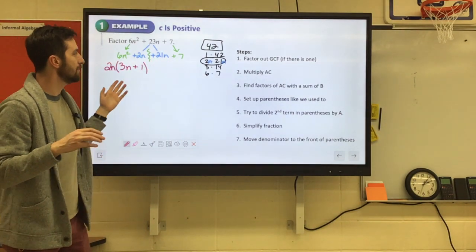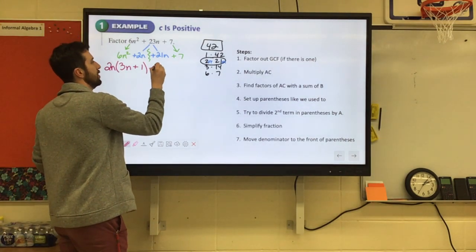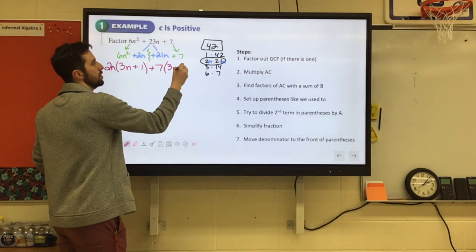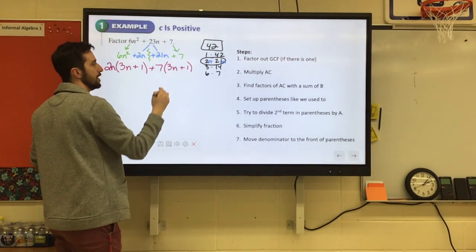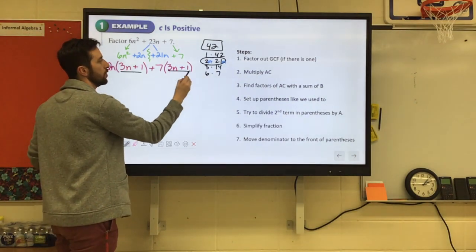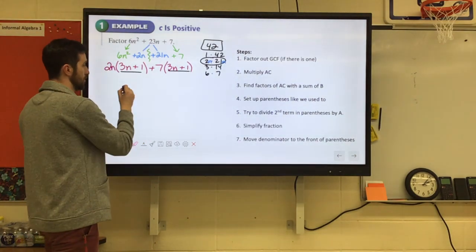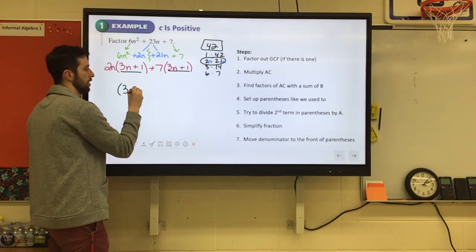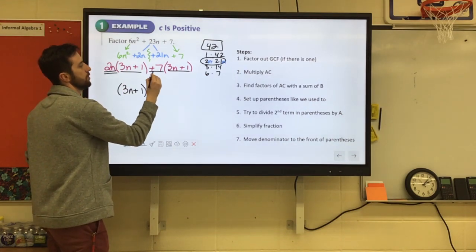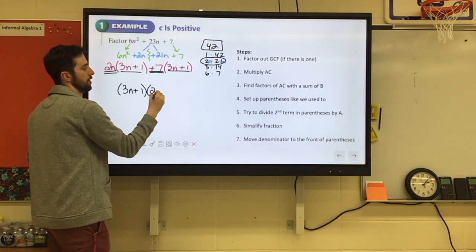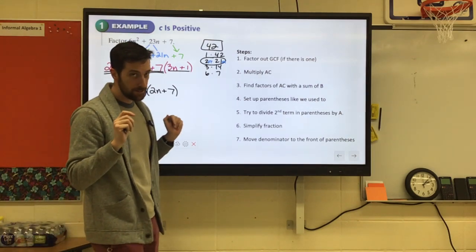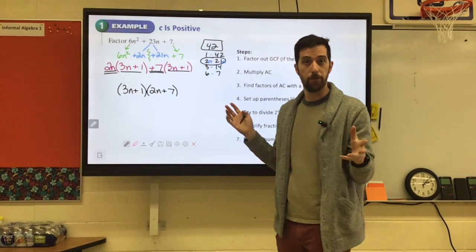We're going to do the same thing on the right side. 21n and 7, they both have a positive 7. 7 times 3n is 21n, and 7 times positive 1 is 7. Now, if you look at both sets of parentheses, they both have the same thing, the 3n plus 1. That's part of your answer. The other part of your answer is the greatest common factors that you took out, the 2n plus 7.